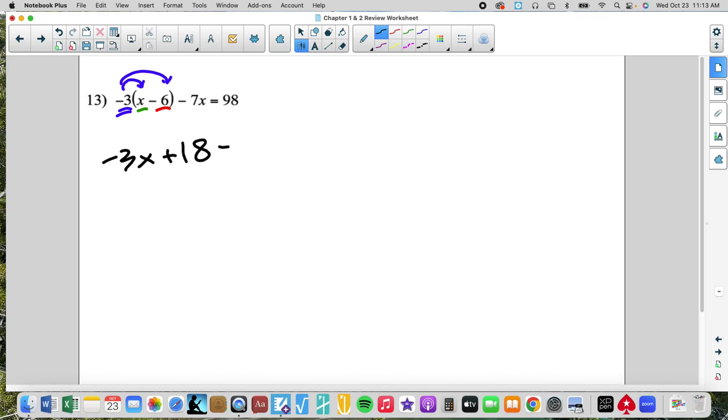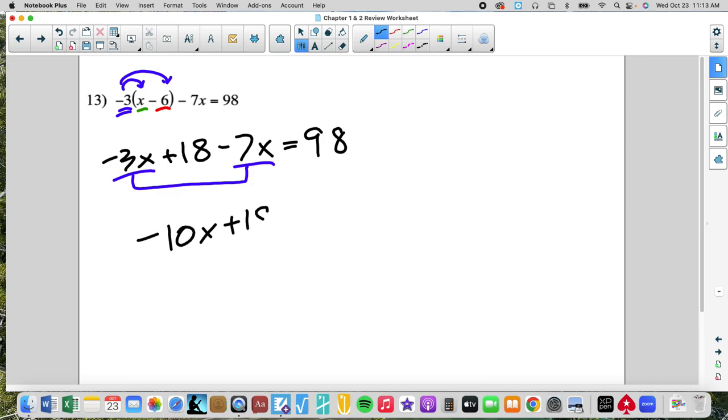Most students make their mistakes there. They forget that negative. We have like terms on the same side. I'm going to simplify before moving my constants. That's a negative 3x and negative 7x is negative 10x plus 18 equals 98. Way too many students start moving constants and everything. Simplify first.